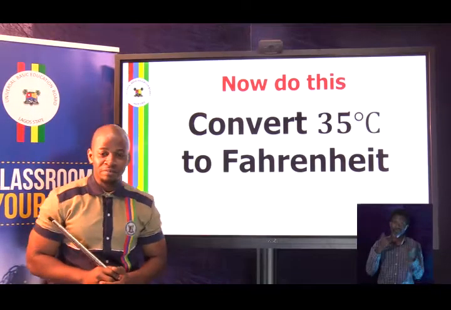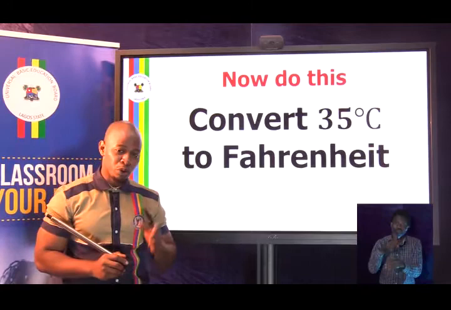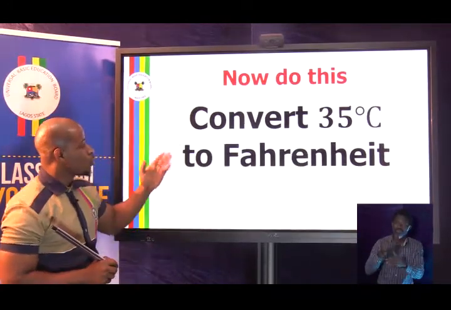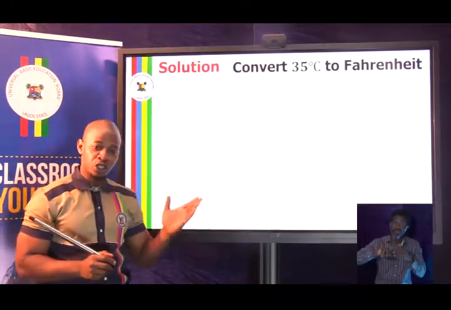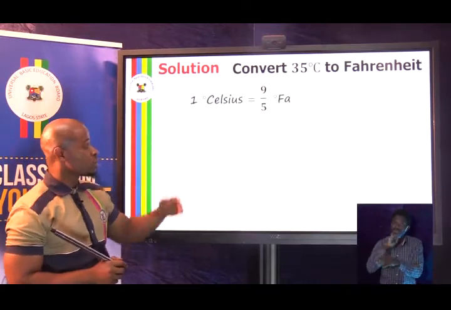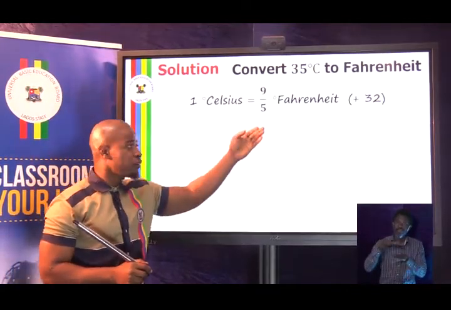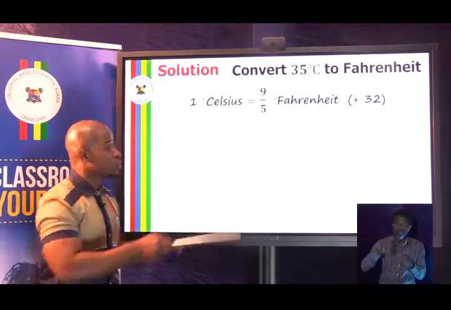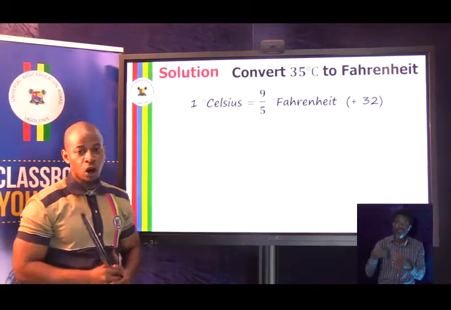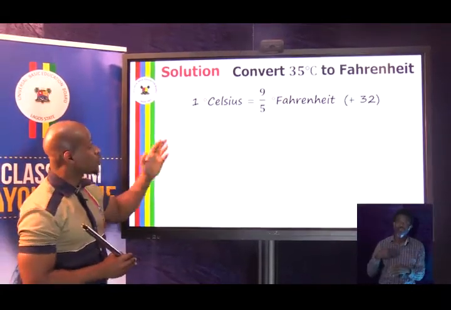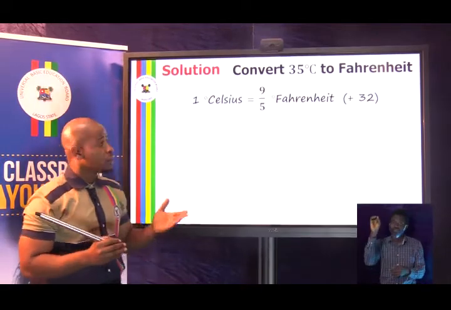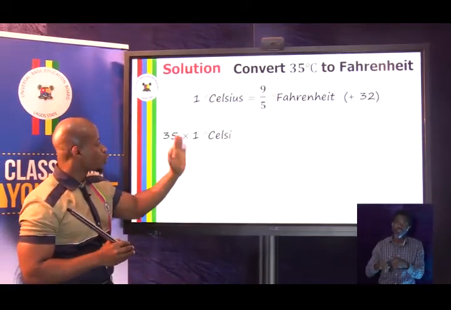Eyes on me. Now I'm just going to walk you through the process. We'll write the relationship to begin with. 1 Celsius is the same thing as 9/5 of the Fahrenheit, not forgetting to add 32 after we're done to clean up everything.